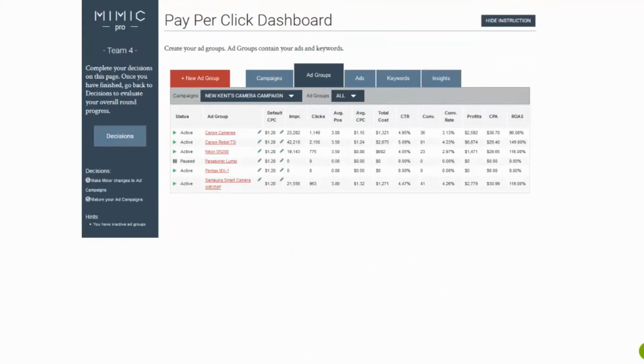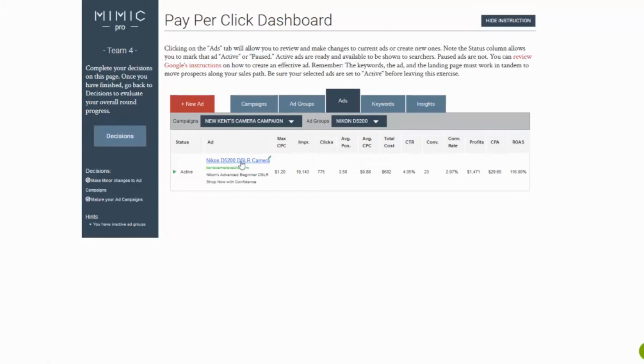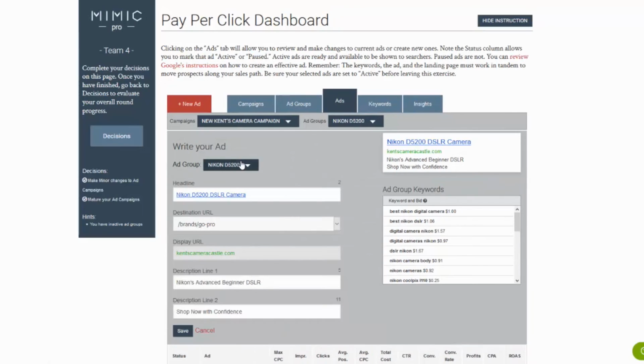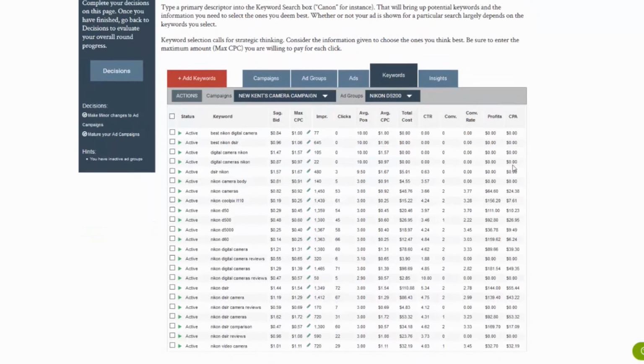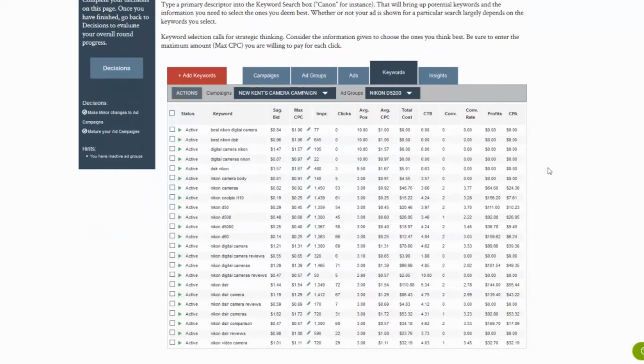The next worst performing ad group was the Nikon D5200 ad group. So let's take a look at what's going on in there. Let's take a look at the ad itself and the landing page. Again, we have the destination URL being the GoPro brand page, which obviously doesn't match the ad, or the keywords in that ad. We see a lot of Nikon ads, so that's actually a good group of keywords that are all Nikon based, but the landing page doesn't match the keywords we have selected.